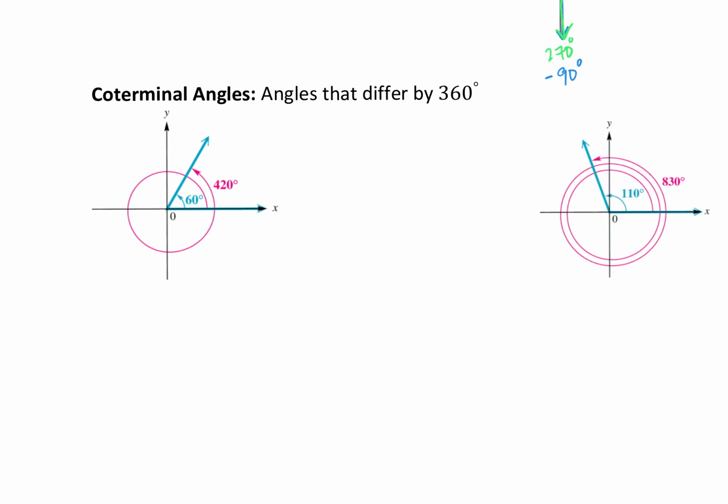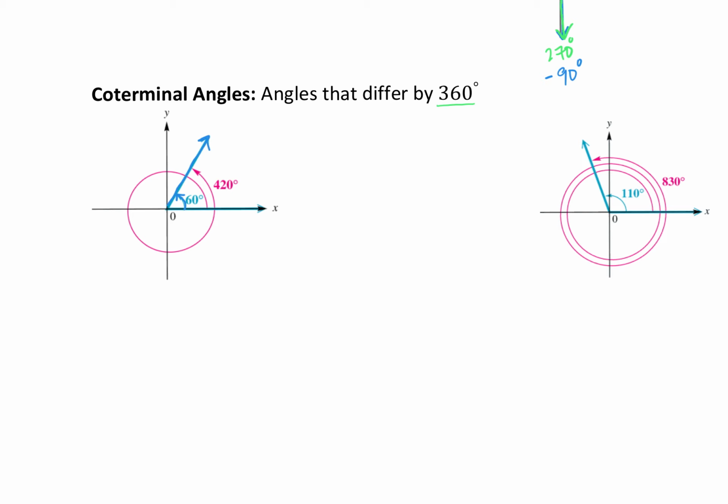So coterminal angles are angles that differ by a factor of 360 degrees. So if you add or subtract multiples of 360 degrees, those angles would be what we call coterminal because they have the same initial side and the same terminal side. In these diagrams, we have two examples. In the first example, you see that we have this smaller angle, 60 degrees. So we've gone 60 degrees and stopped.